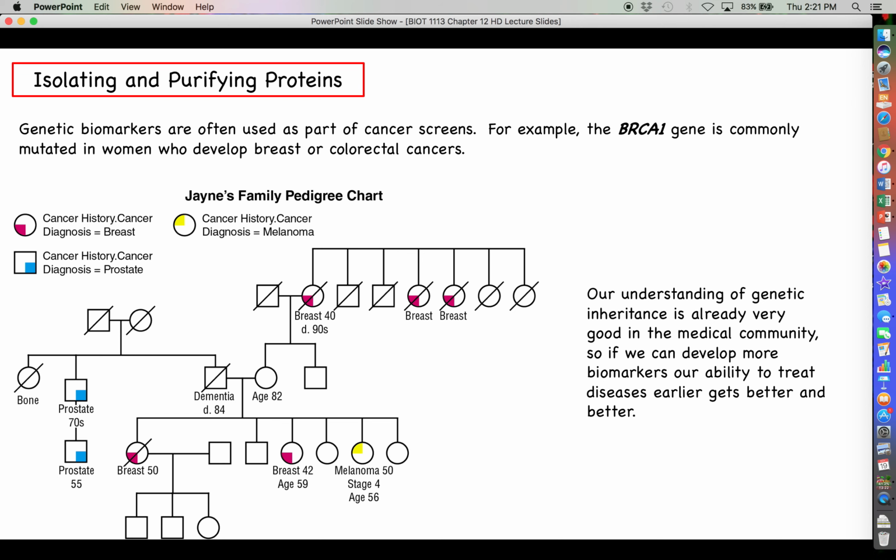So basically the big takeaway here is that because our understanding of genetic inheritance is already very, very good, there's not a whole lot we don't know about that at this point. The idea is that if we can develop more genetic biomarkers, then our ability to treat diseases earlier is only going to get better and better.